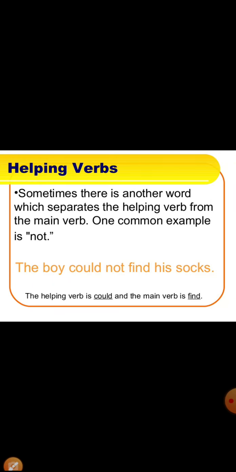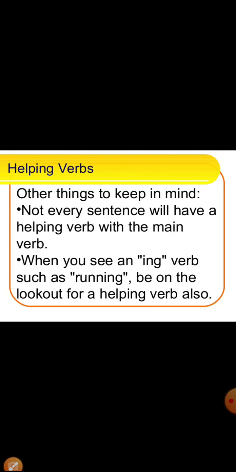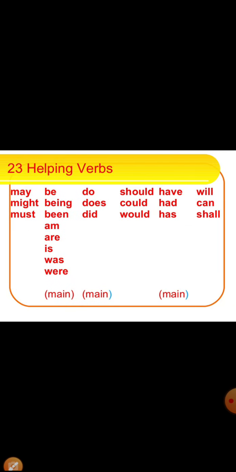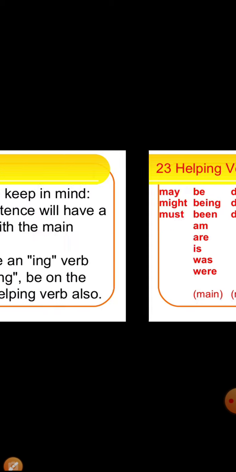Main verb, I told you that whatever action is done by the subject is the main verb, or you can say action verb. Helping verbs are the forms of be. As I told you: is, am, are, was, were, will, shall, can, has, have, had, do, does, did, should, could, would, may, might, must. All these are helping verbs.